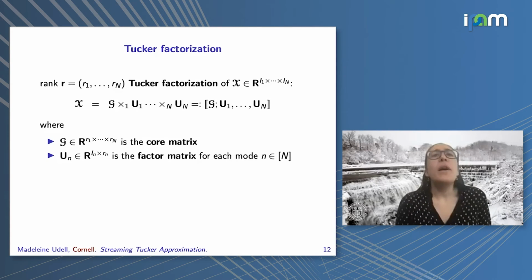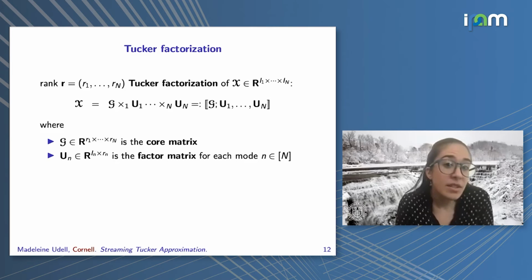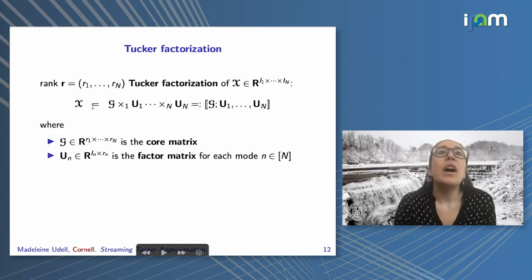Okay, so the object that I'm trying to compute. The goal of this talk is to compute a Tucker factorization from a sketch, an approximate Tucker factorization. So what is a rank R Tucker factorization of a tensor? This is a different notion of rank than what you heard, for example, in Talil's talk. This is sometimes called the multilinear rank. Okay, so what is it?